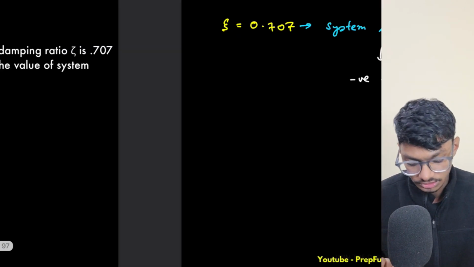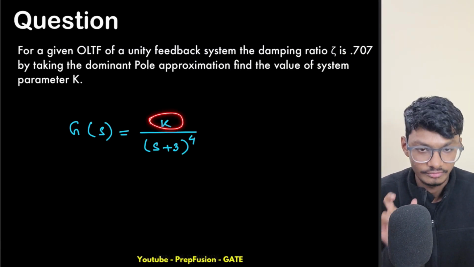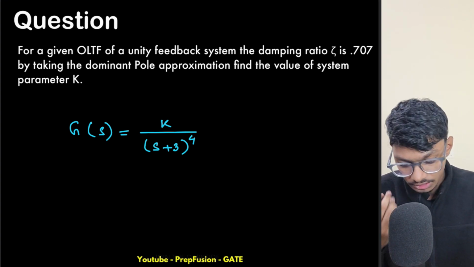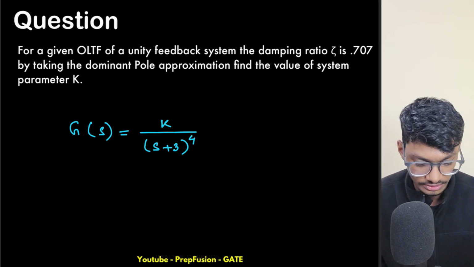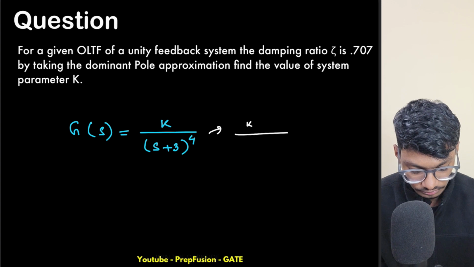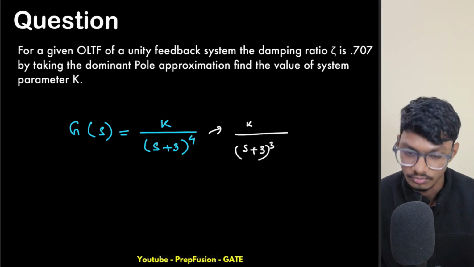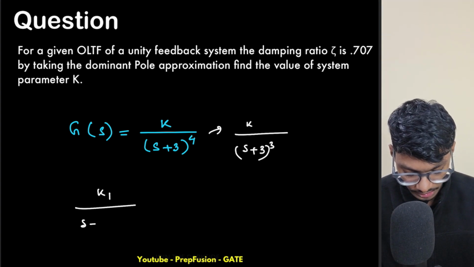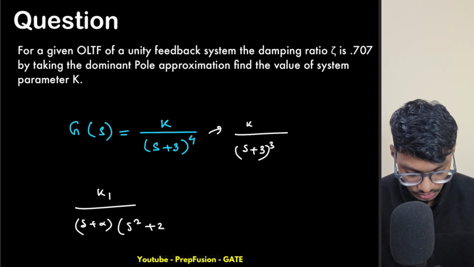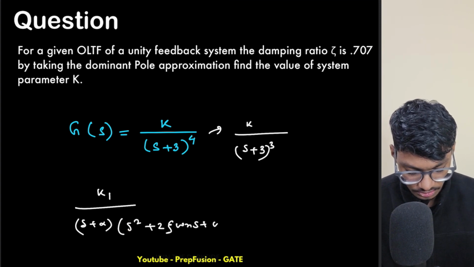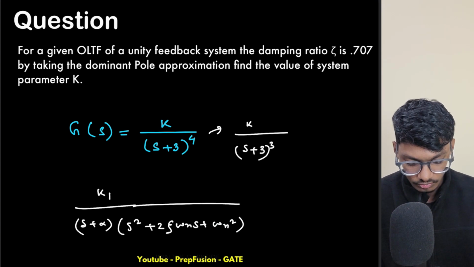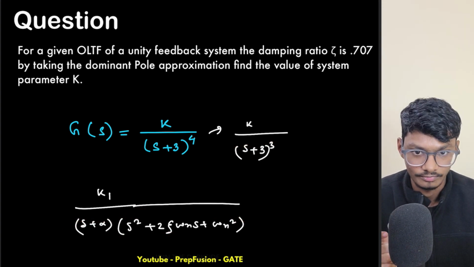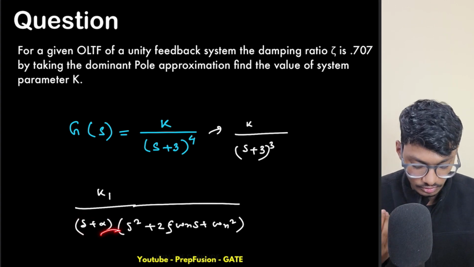Why do we need the concept of root locus? Because you can take the hint that you have been given the k value. What other method you could have used is, if a third order system had been given, for example k by (s plus 3) whole cube, then you could have written k1 by (s plus alpha) times (s square plus 2 zeta omega n s plus omega n square). Now you could have equated this with (s plus 3) whole cube and found the alpha value. Like, why is this alpha?